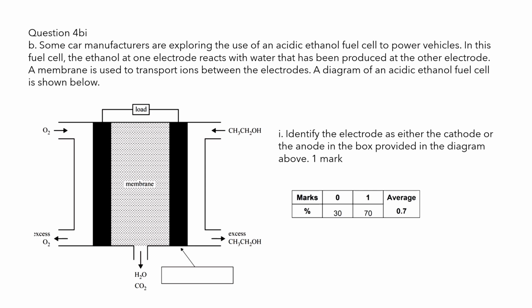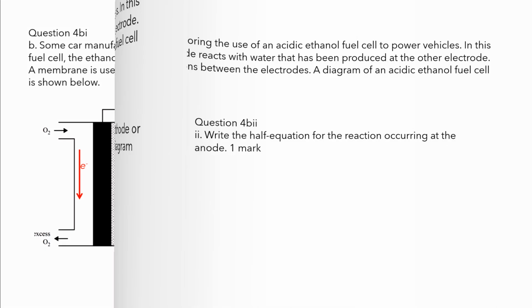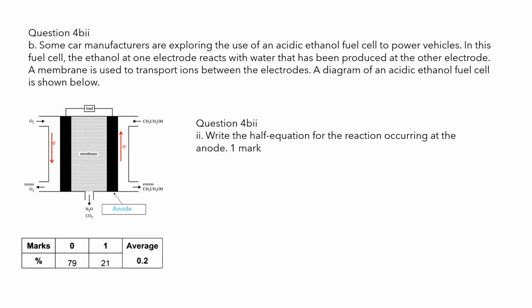The anode loses electrons and the cathode gains electrons. Here, ethanol loses electrons and oxygen gains electrons. So, ethanol is the anode. The ethanol is oxidized to carbon dioxide and water.